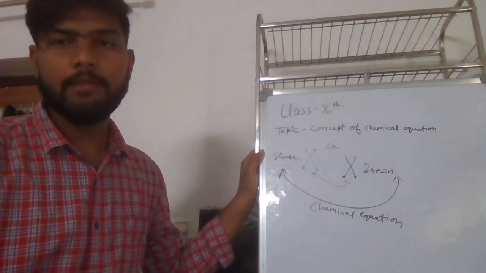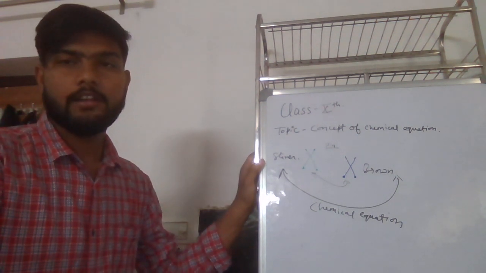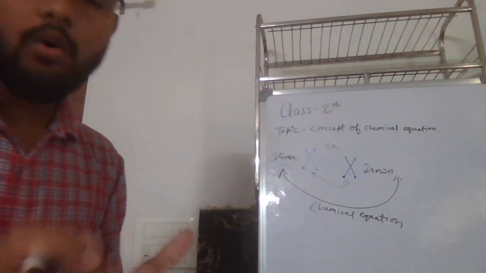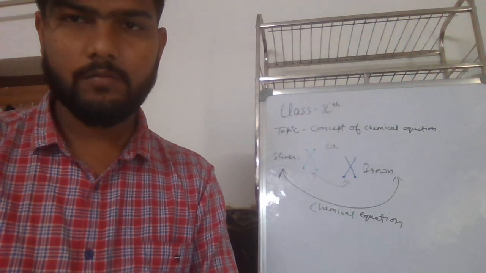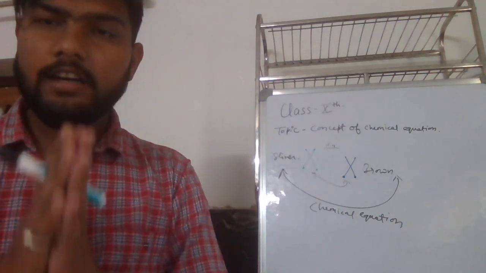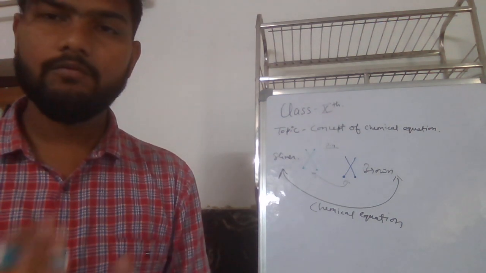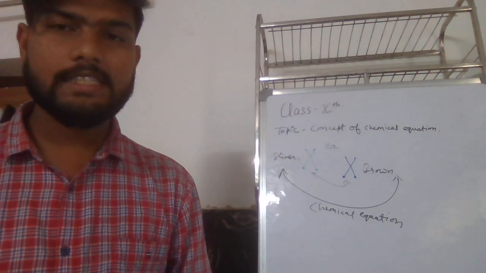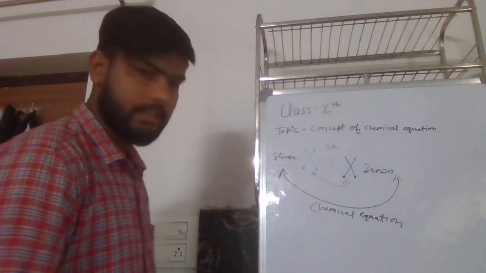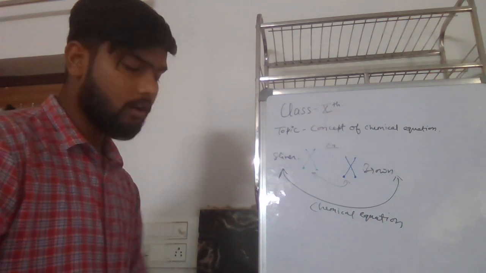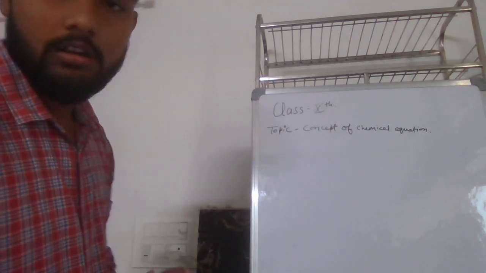Now tell me students, what do you understand by chemical equation? Now I will explain. The representation of a chemical reaction using symbols and formulae of the substances is called a chemical equation. So here I am going to write this equation. Everyone write it down in your notes.